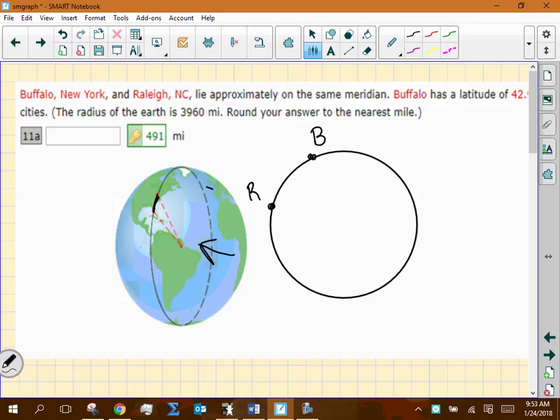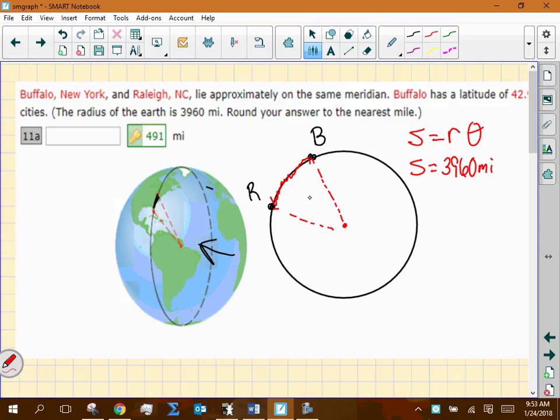So how do we do this? What are they asking for? They're asking for that right there, right? Hopefully you realize that is arc length. So we got r theta, right? Does that make sense? Well, what is r? R is going to be the radius of that circle, correct? Which are those two radii right there. So r is going to be 3960, and it's in miles.